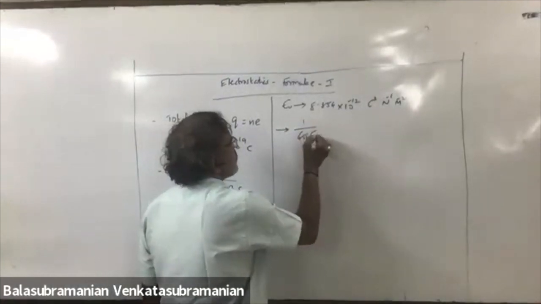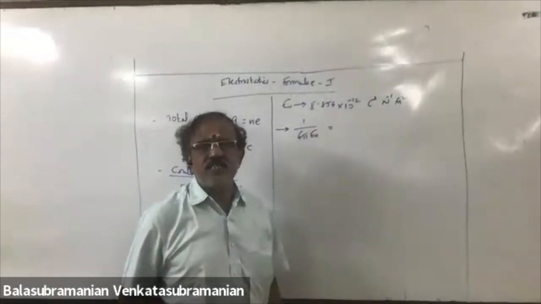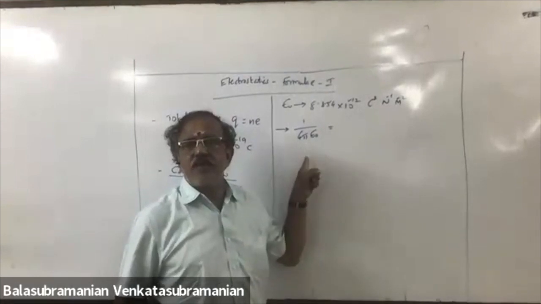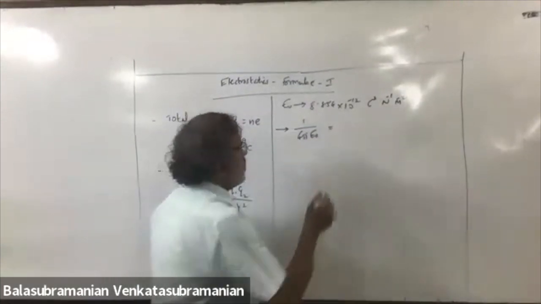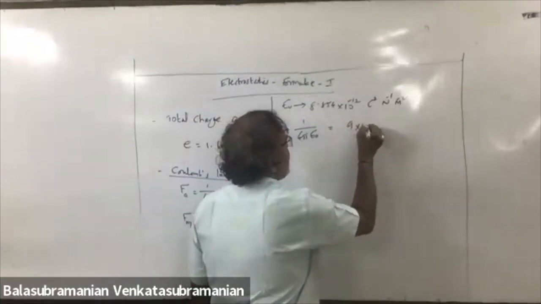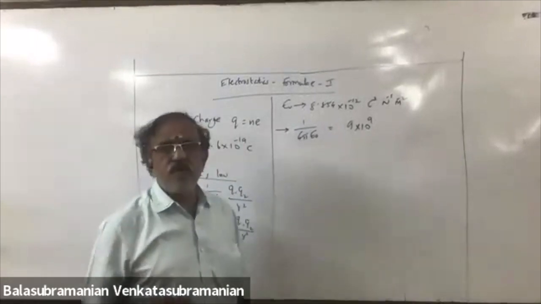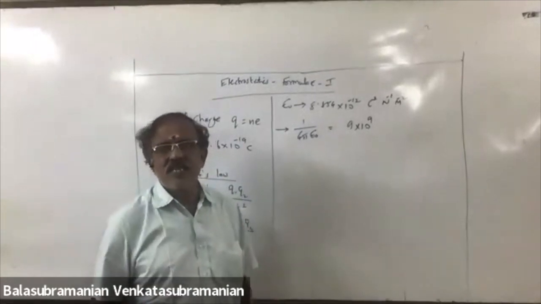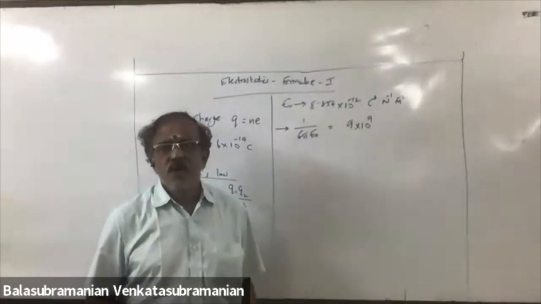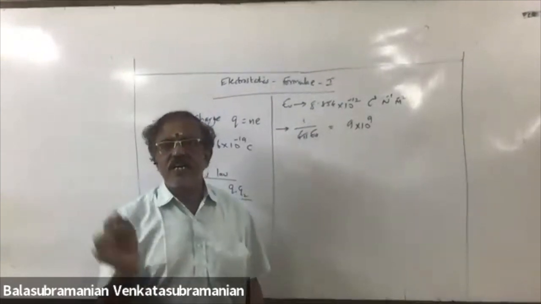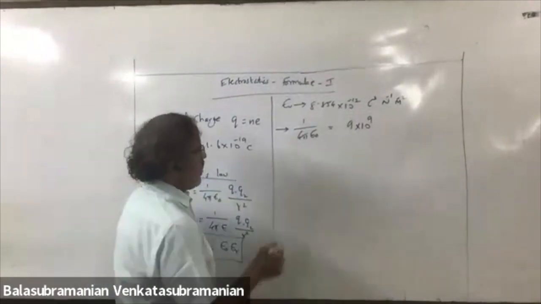Actually, when you substitute the value of 8.854 into 10 power minus 12 in the denominator, multiply by 4 pi, and then calculate the total value, it is 9 into 10 power 9. This will be very useful in problems because every time we need not substitute this value and rearrange. 1 by 4 pi epsilon naught, we can directly write as 9 into 10 power 9. Okay, fine.